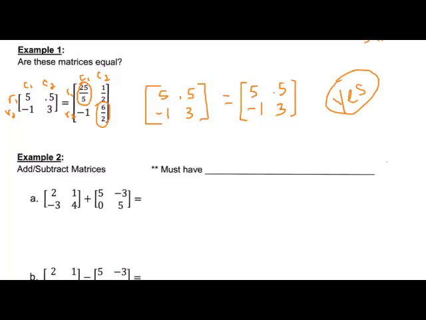For example 2, we're looking at adding and subtracting matrices. In order to add and subtract matrices, they must have the same dimensions. If they do not have the same dimensions, we cannot add or subtract them. So for part A, we have the matrix 2, 1, -3, and 4, plus 5, -3, 0, and 4. So notice we have a 2 by 2 plus a 2 by 2 matrix. So again, since they have the same dimensions, we can add them.